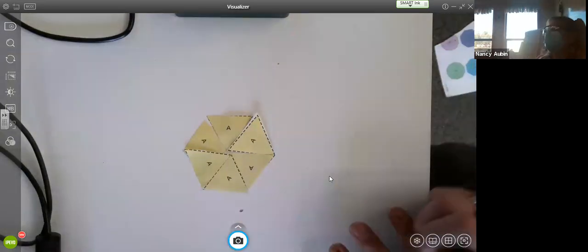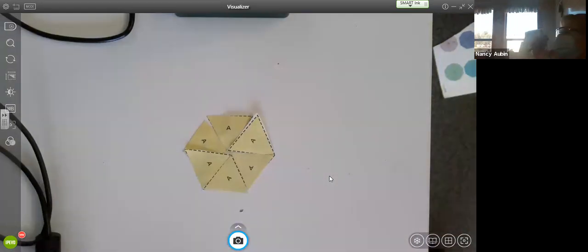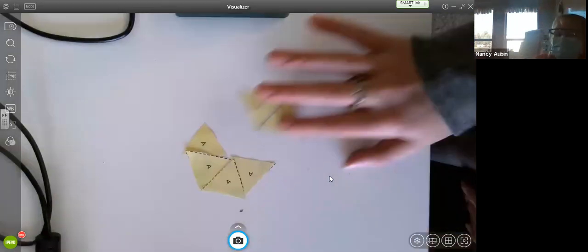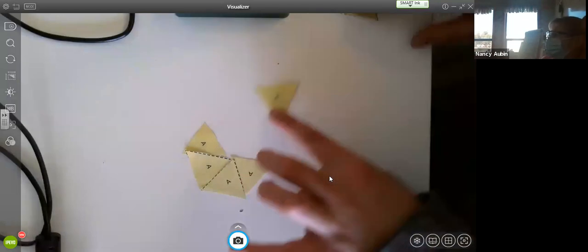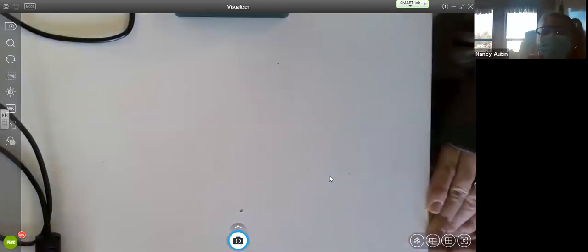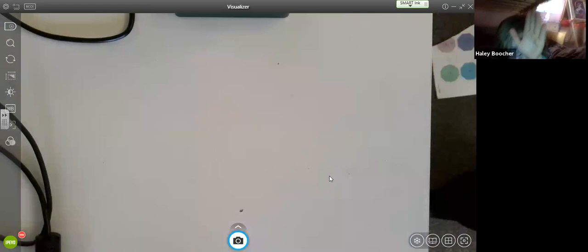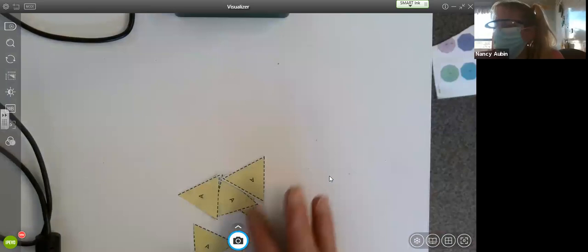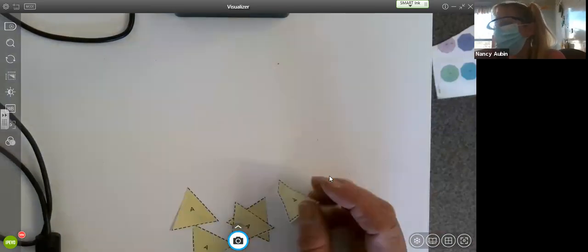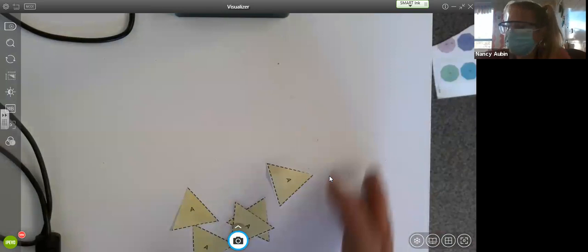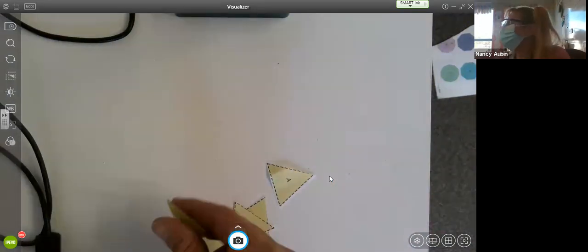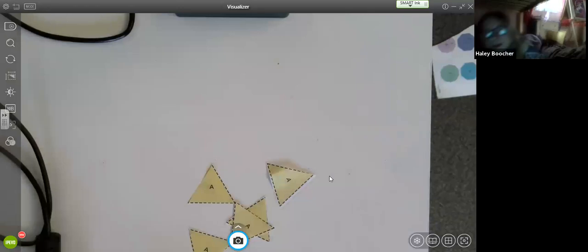Another hexagon. Why do you think we're making all hexagons? Josh? Because we only have 6 of these. Because we have 6 triangles. What do you notice about all 6 triangles? Sunny? They're all triangles, but what else? Yes. They have 3 sides and we have 6 of them. Are they different or are they the same? They're all the same. They have the same sides. So yes, we're going to have hexagons.